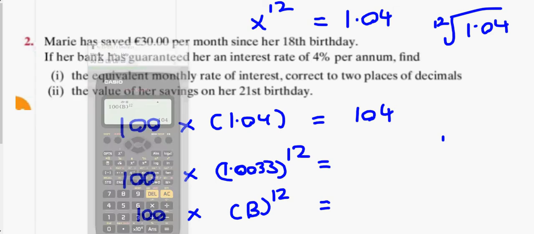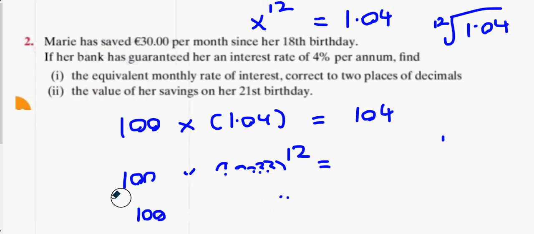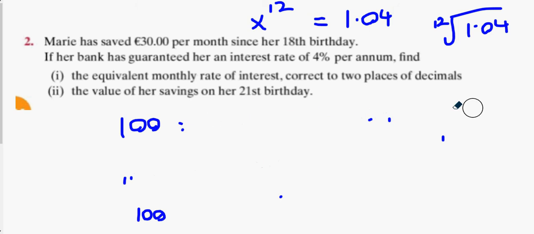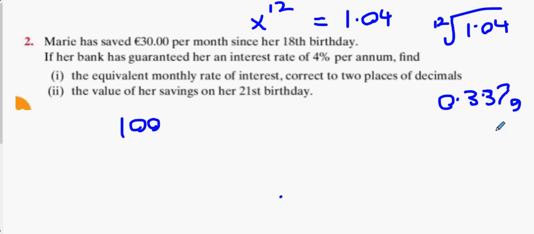Right, now that we've got that monthly amount, this question doesn't want you to be that accurate. The monthly amount is 0.33 of a percent, which means you're multiplying by 1.0033. Is that okay? Now, here's where things get interesting, okay? The equivalent monthly rate of interest corrected to 2 decimal places. We already got that. That's the answer there, isn't it? 0.33.